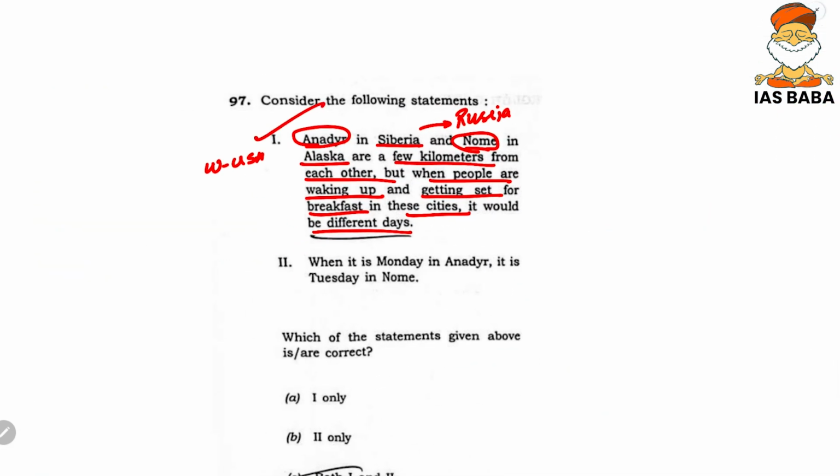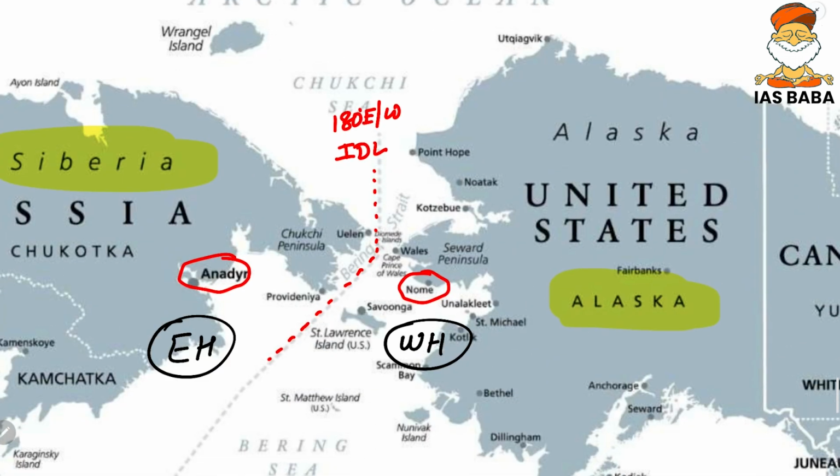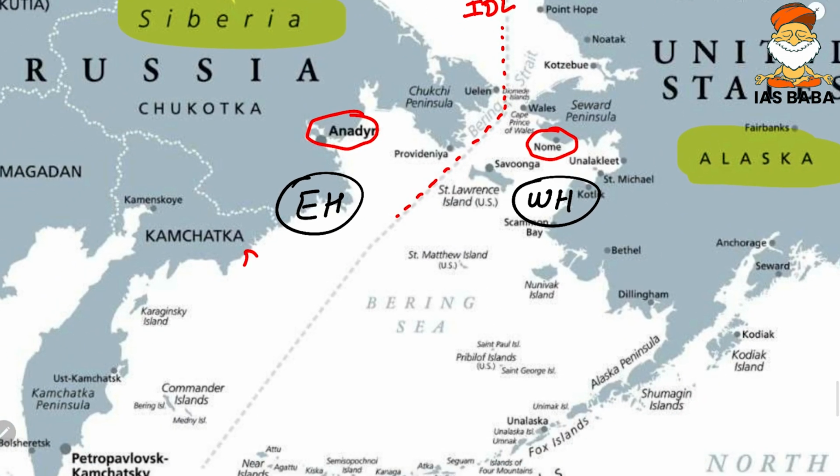Yes, they will be having different dates, meaning they will be having different days. Okay, second statement: when it is Monday on one side, it is Tuesday in Nome. So it says when it is Monday here, it is Tuesday here.